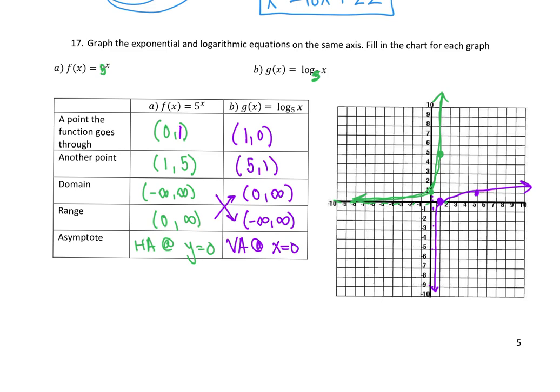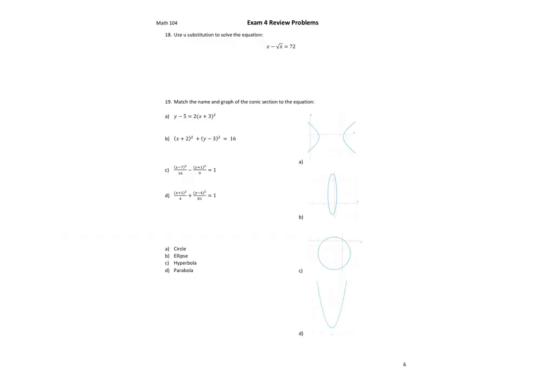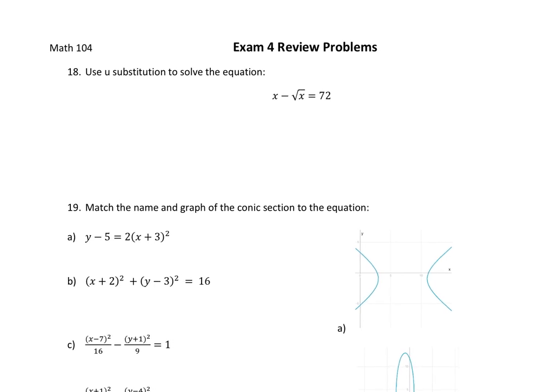Okay, let's take a look at the very last page of this test review. The first question tells us to use u substitution to solve the equation. So I'm going to let u equal the square root of x. I will have u squared equal x, and then I will replace that into the equation. I'm actually going to subtract the 72 over. Then we're going to factor: (u minus 9)(u plus 8). So that means u is negative 8 and u is 9.